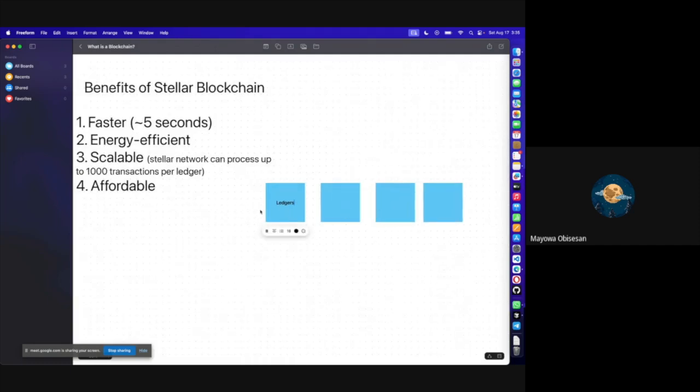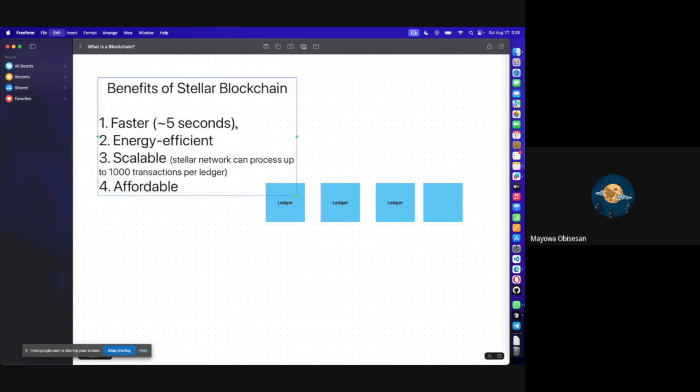We'll talk about all of these things in detail when we look at the consensus mechanism, look at Lumen, and probably when we start talking deeply about other concepts of the Stellar blockchain. But for now, these are some of the benefits. You can process up to 1,000 transactions per ledger. So this is a ledger, and this is another ledger, and Stellar can process up to 1,000 transactions per ledger, and everything gets resolved in about 5 seconds.